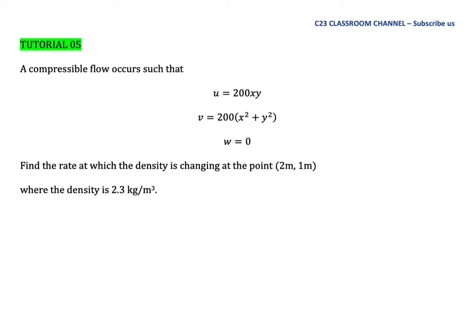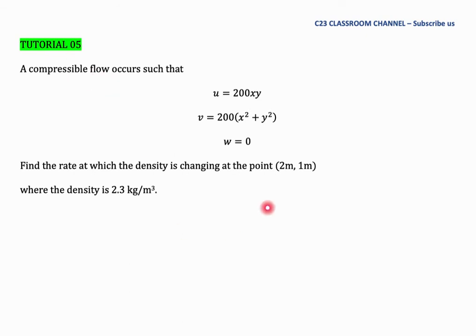The differential forms of the fundamental laws. Tutorial number 5. A compressible flow occurs such that u equals 200xy, v equals 200(x squared plus y squared), and w is equal to 0. So this is actually the velocity equation to describe the velocity profile that occurred by this flow.